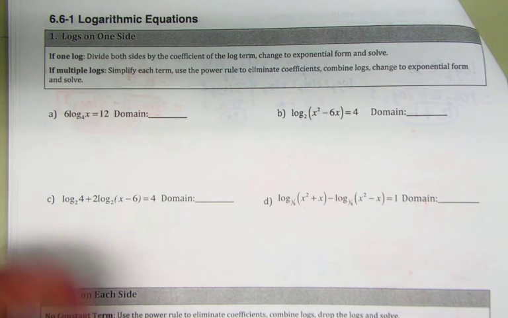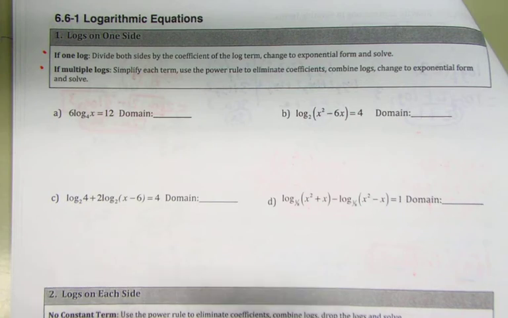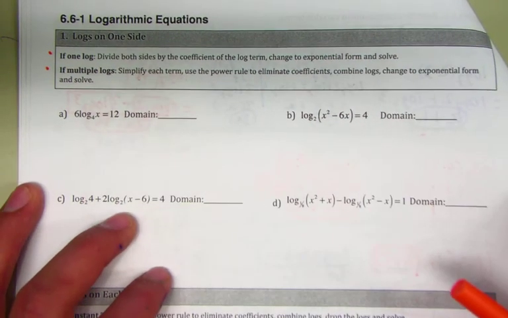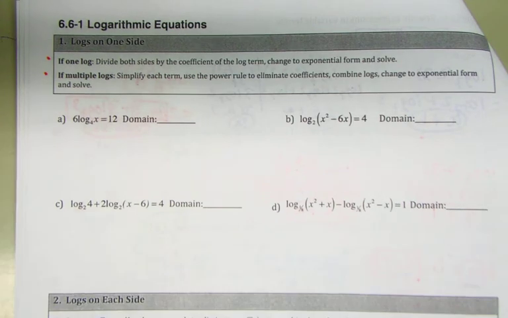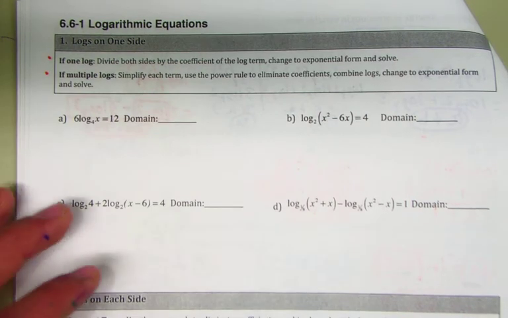Okay, so if you forget, here are a couple of key points. If you have one log only, you try to get the log by itself, so then we can do what we've done before, which is switch the form. You guys already actually know how to do that, okay? If you only see one log, you just try to get it alone, switch to exponential, and then go from there. That we've already done.